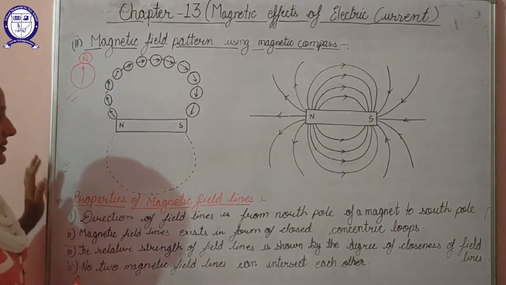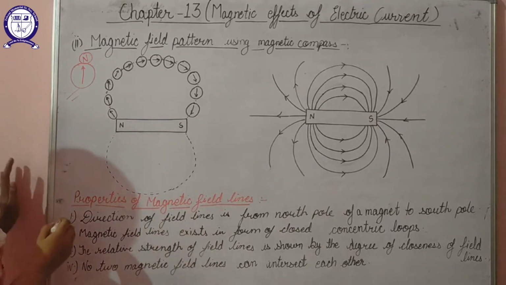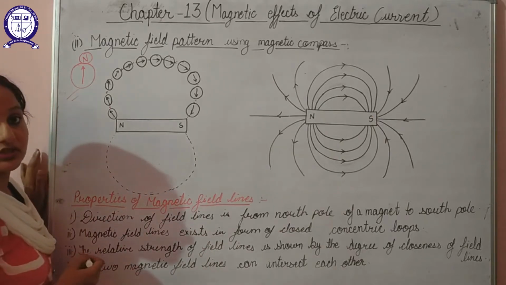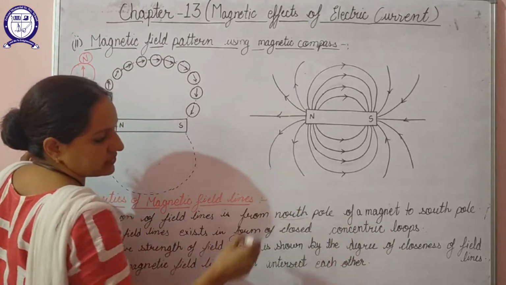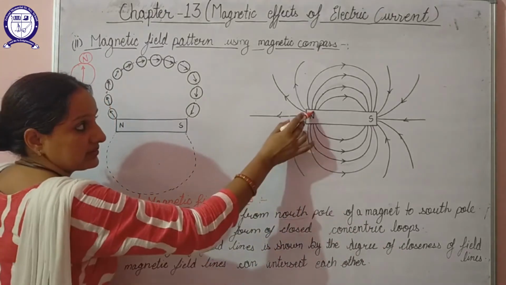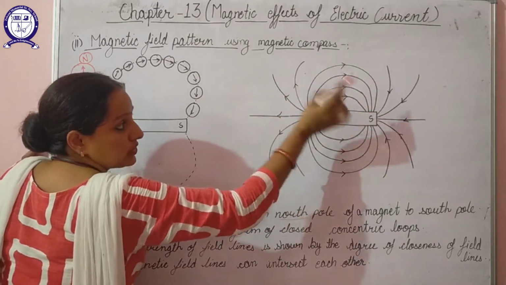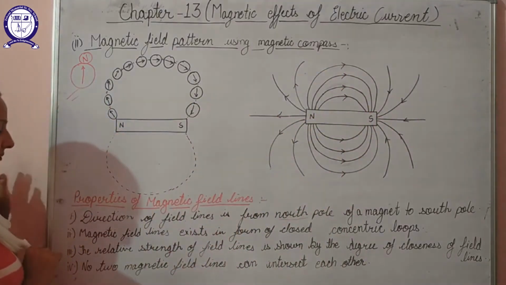Now next we will discuss the properties of magnetic field lines. The very first property is about the direction of field lines. We already have discussed that field lines always originate from the north pole of a magnet as shown here and end at the south pole of a magnet.